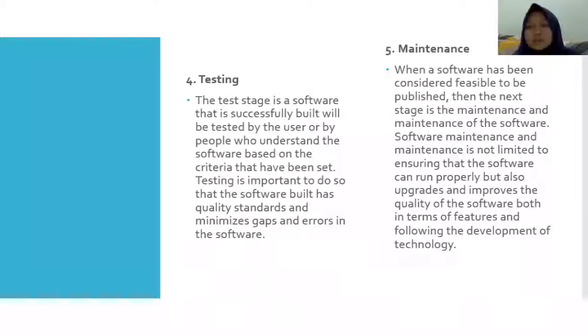When a software has been considered feasible to be published, then the next stage is the maintenance of the software. Software maintenance is not limited to ensuring that the software can run properly, but also upgrading and improving the quality of the software, both in terms of features and following the development of technology.